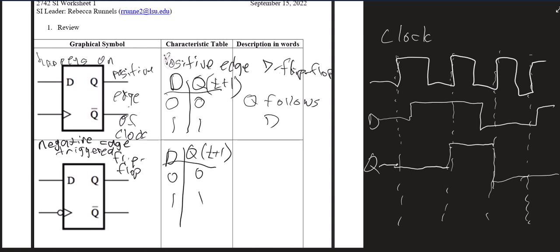So it waits until the clock falls from 1 to 0, or from high voltage to low voltage, and then it makes its change if there is a change to make. And so it's still true that Q follows D, it just does it at a different time.